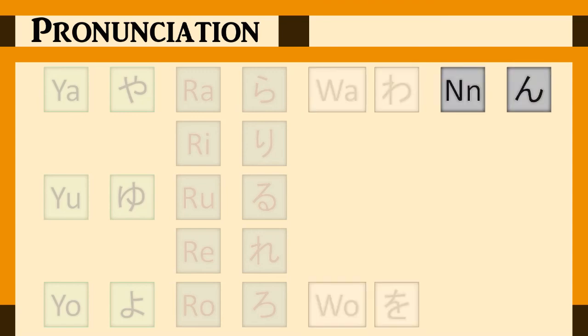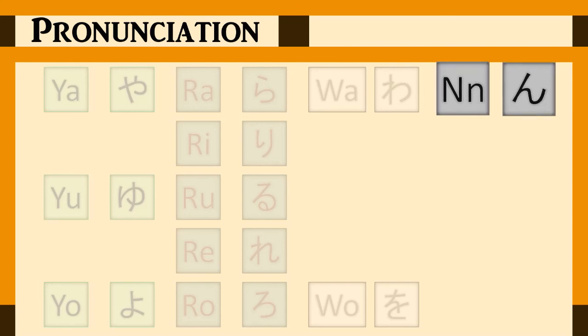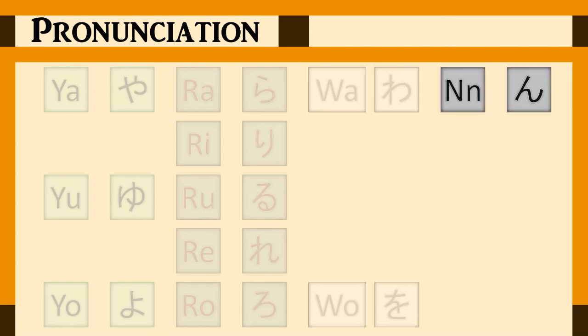Last, we have the only sound that is not connected to any vowels. The sound is represented by N, and sounds like the end of saying the letter N. Once more for practice.